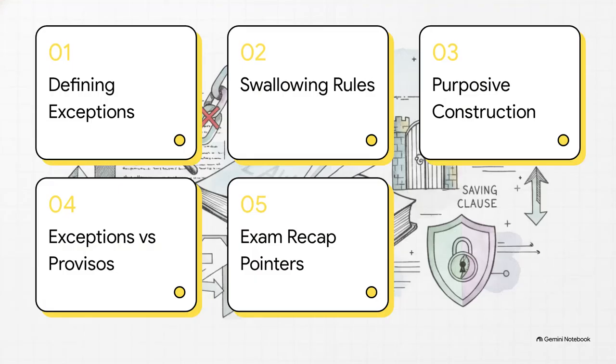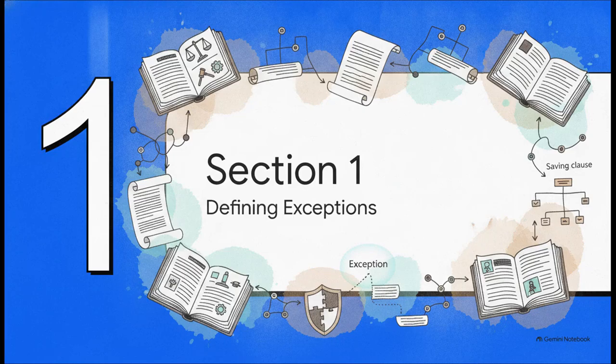Here's the exam prep blueprint we're following today. We'll be hitting 1. Defining statutory exceptions. 2. When exceptions swallow rules. 3. Purposive construction in action. 4. Exceptions versus provisos. And 5. Quick exam recap pointers.